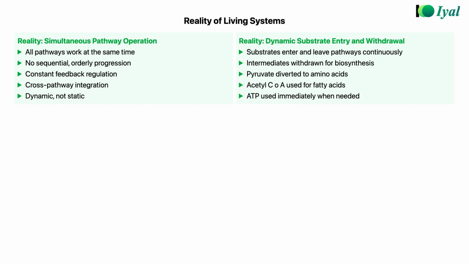And intermediates are constantly being withdrawn. Pyruvate is pulled out to make amino acids. Acetyl-CoA is pulled out to make fats. Krebs cycle intermediates are pulled out to make other things. The pathway is not a closed loop. Things are going in and out constantly. And ATP is used immediately. The moment it is made, it is used. The cell does not wait to accumulate ATP at the end.